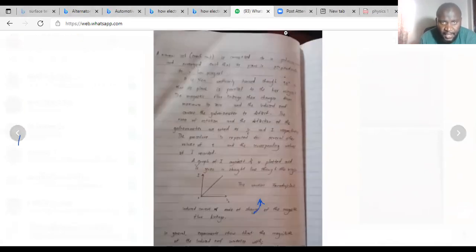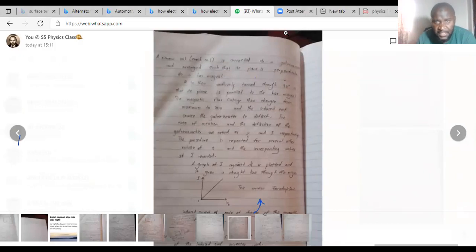A narrow coil is connected to a galvanometer and arranged such that its plane is perpendicular to the bar magnet. It is then uniformly turned through 90 degrees. That is, its plane is now parallel to the bar magnet, and the magnetic flux linkage changes from maximum to 0, and the induced EMF causes the galvanometer to give a deflection.